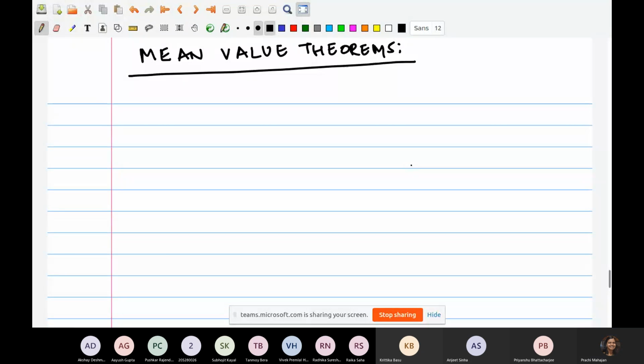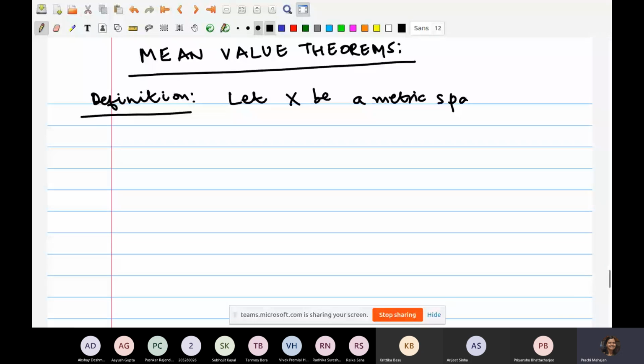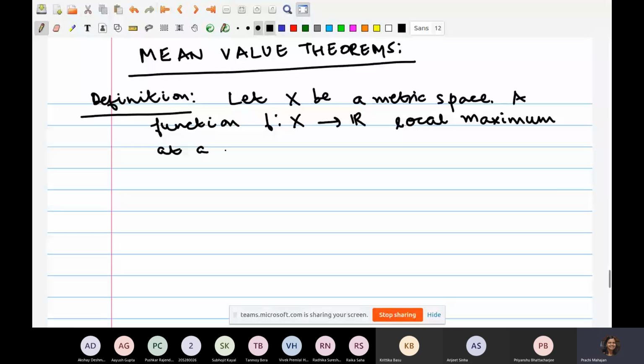Okay. So here's a definition. Let X be a metric space and let's consider a function f, a real valued function defined on X. We say that this function f has a local or relative maximum at a point P of X if the following is true.